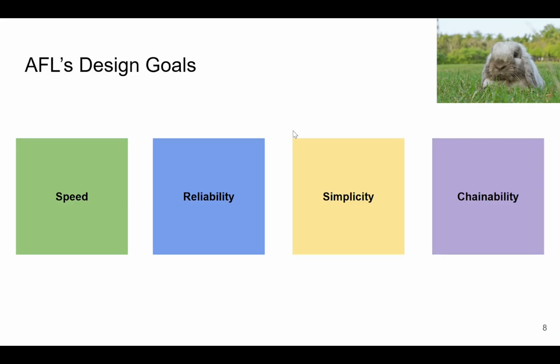AFL is designed to be part of a larger toolkit, and it's not designed to be all encompassing or comprehensive. Its end product is a folder of unique files that trigger different parts of a program, so a folder of quote unquote interesting seeds. You can chain AFL very easily with other tools, like feeding its output into a symbolic execution tool to do the heavy lifting, or running it in parallel with other instances of AFL and having them automatically communicate with each other.